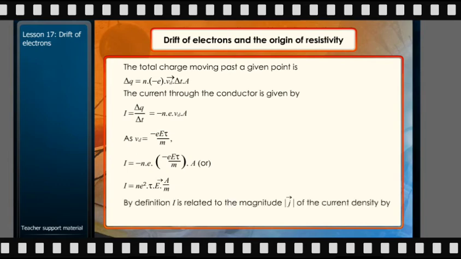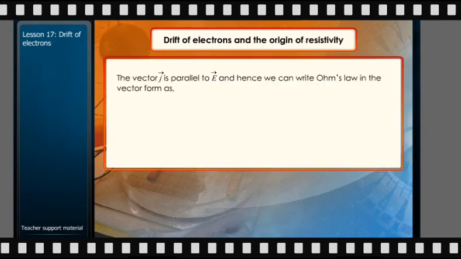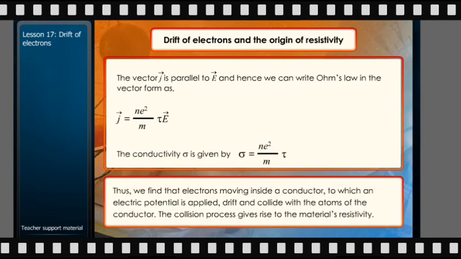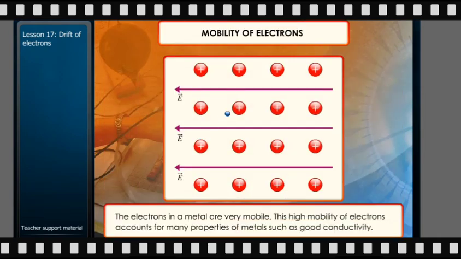By definition, I is related to the magnitude J of the current density by I is equal to modulus of J times A. The vector J is parallel to E, equal to n e square tau by m times E. Electrons in a conductor to which an electric potential is applied drift and collide with atoms of the conductor. The electrons in a metal are very mobile. This high mobility of electrons accounts for many properties of metals such as good conductivity.